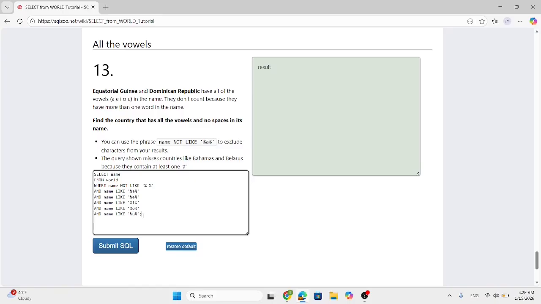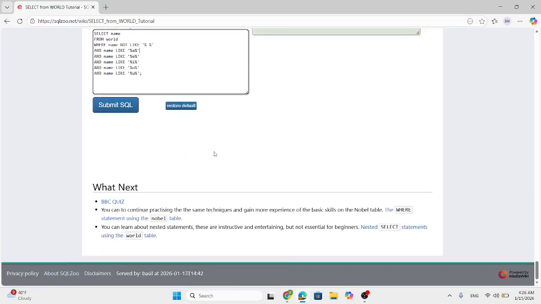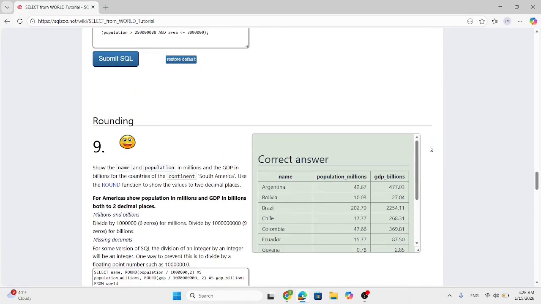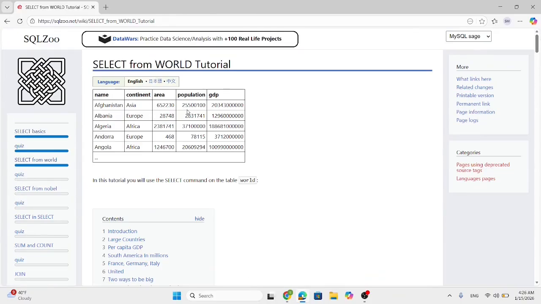Yes, finish. So after this we will get this result, I think. Yeah, Mozambique. What's the result? What's the meaning? There is just one country in our database that includes all the 5 vowels, and there is no space in its name. So okay, just Mozambique. That's it, nothing else.